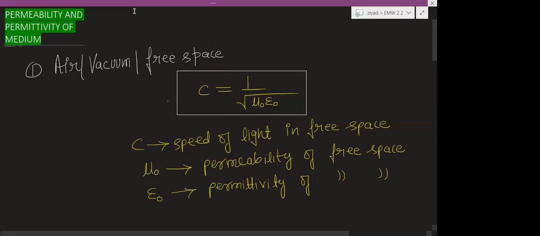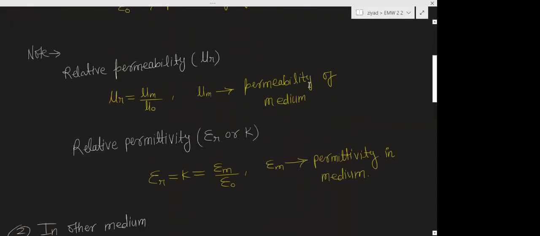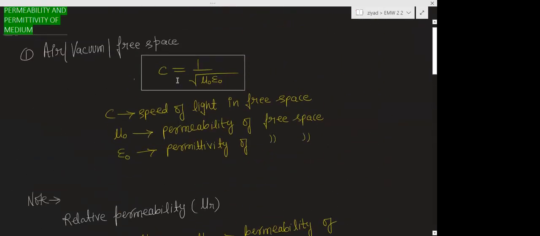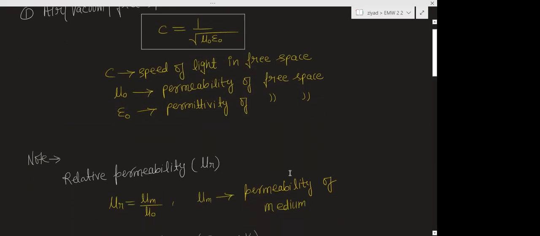Now there is permeability and permittivity. Okay, so here in air, vacuum or free space, the speed of light. Basically, what is light? Light is an electromagnetic wave. So the speed of the electromagnetic wave is equal to this. All the terms I have written here.